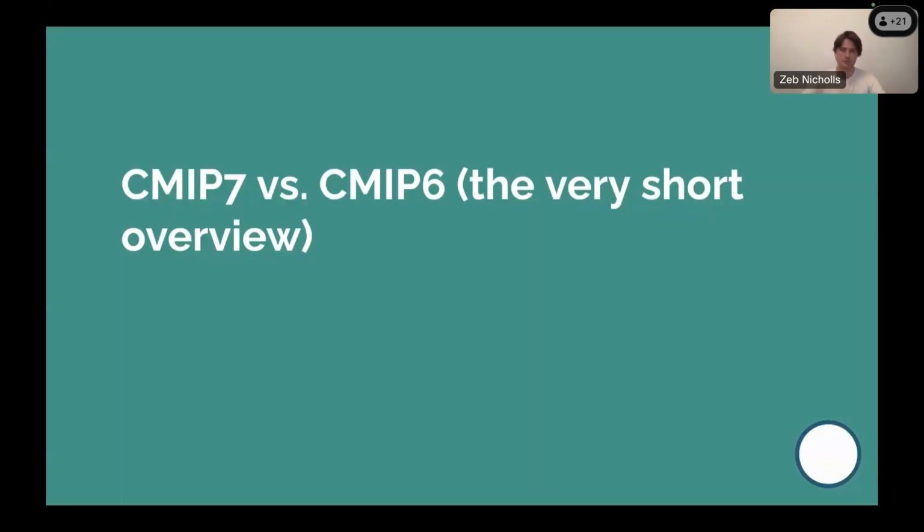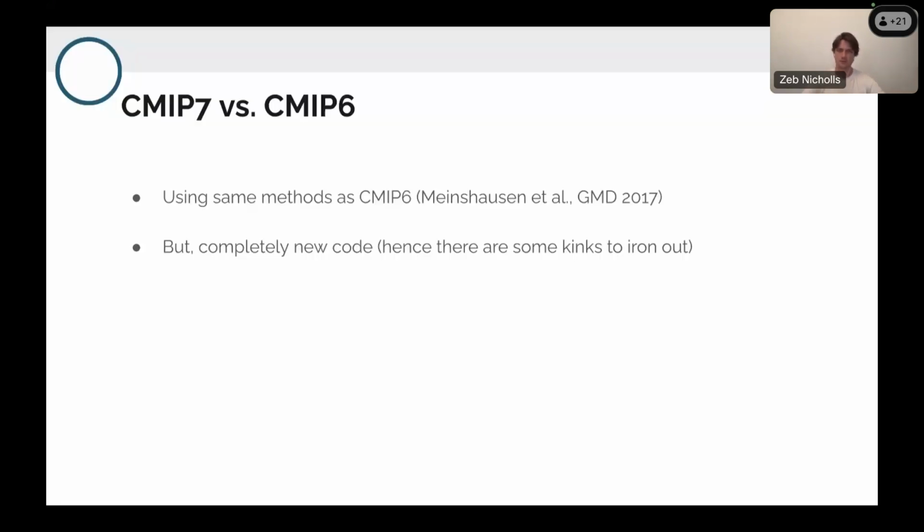So in my last 4 minutes or so, I'm going to give you a very short overview of CMIP7 versus CMIP6. This will be very quick. As I said, I haven't dived into this myself yet as much as I would have liked, so there's still a bit of work to be done here, but it'll give you a flavor of where we're going. The first thing is that we're trying to use the same methods as CMIP6, but we've had to completely rewrite the code, so there are a few kinks that we're ironing out.